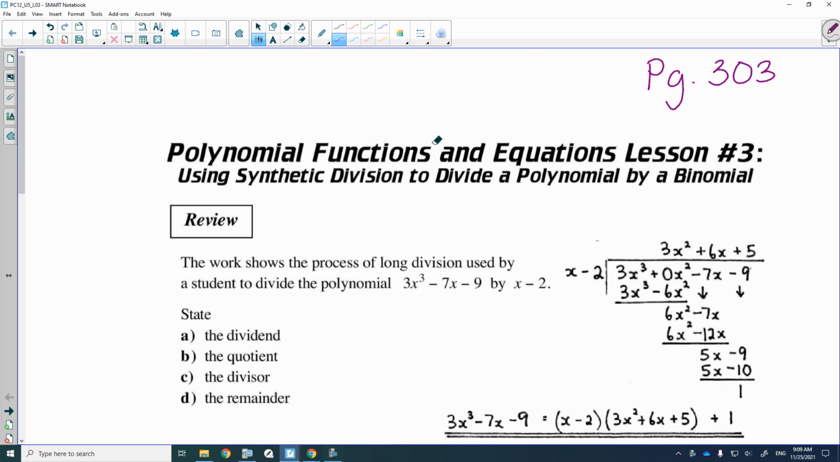So we're moving on to lesson 3, which is on page 303. Here's what happens with polynomials. There's two methods of division: long division, which we just finished, and synthetic division. Students finish long division, they're like, okay, I get this and I like this. When you get a question on a test and I ask you to divide, you get to choose your method, long division or synthetic division. 99% of you are actually not going to do long division when I show you synthetic division. It is way easier than long division.